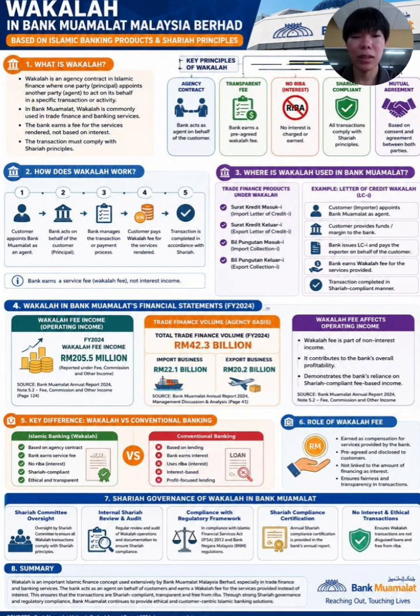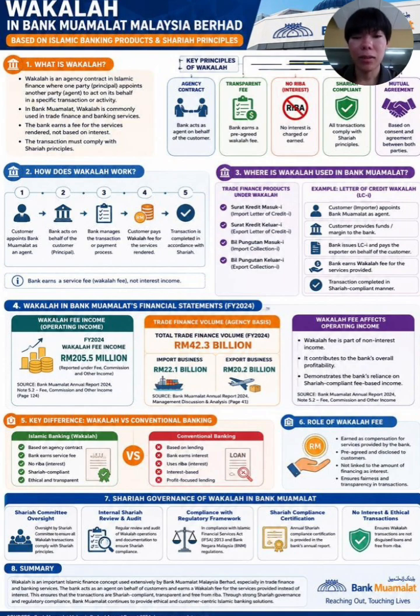Next, please look at the trade finance volume. The total volume on an agency basis reached a huge number of 42.3 billion ringgit. If we break it down, the import business was 22.1 billion ringgit and the export business was 20.2 billion ringgit. This shows that many customers use Bank Muamalat as an agent to support their international trading business.